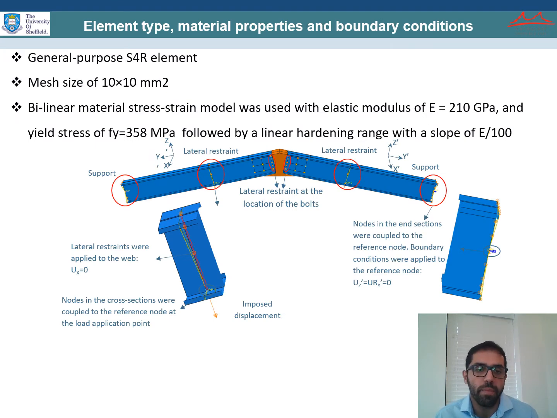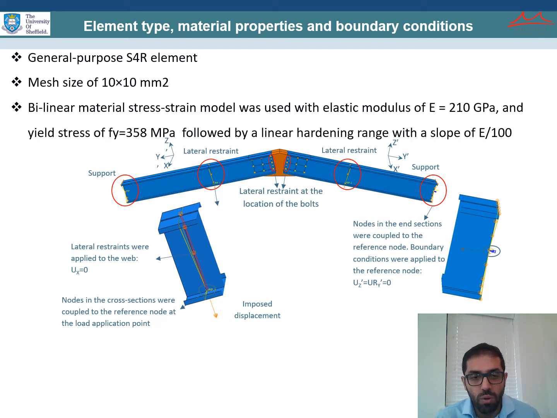For the element type, we have used general purpose S4R element, and the mesh size was 10 by 10 square millimeter. We have used a bilinear material stress strain model, followed by a linear hardening range with a slope of E over 100. The boundary conditions can be seen in this picture.